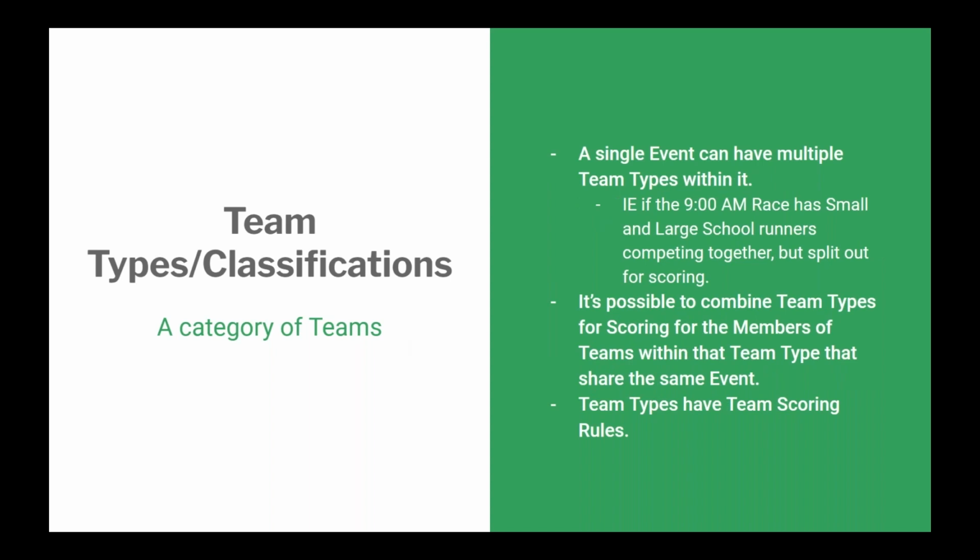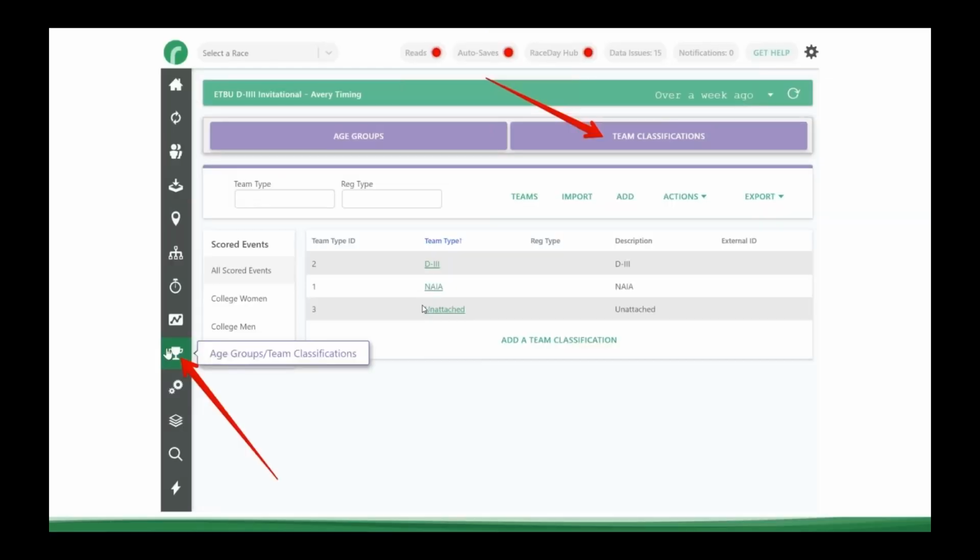A single event can have multiple team types. For example, if the 9 a.m. race has small and large schools competing together, but they're split up for scoring, you can have those 2 team types racing at the same time. It's also possible to combine team types for scoring for the members of teams within that team type if they share the same event. So team types have team scoring rules.